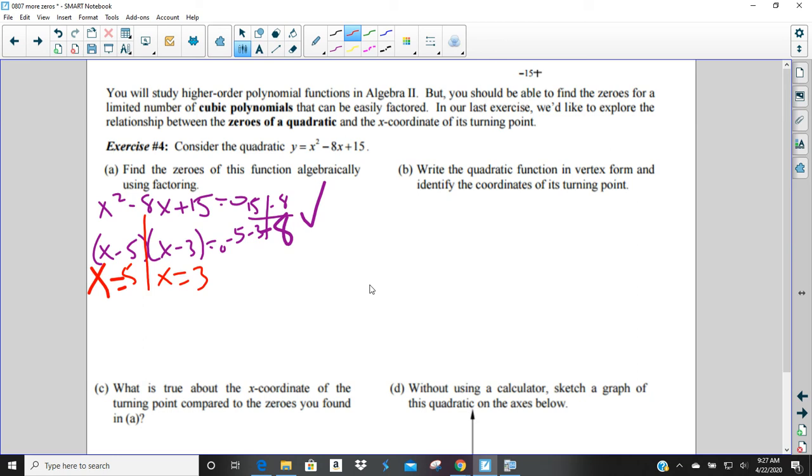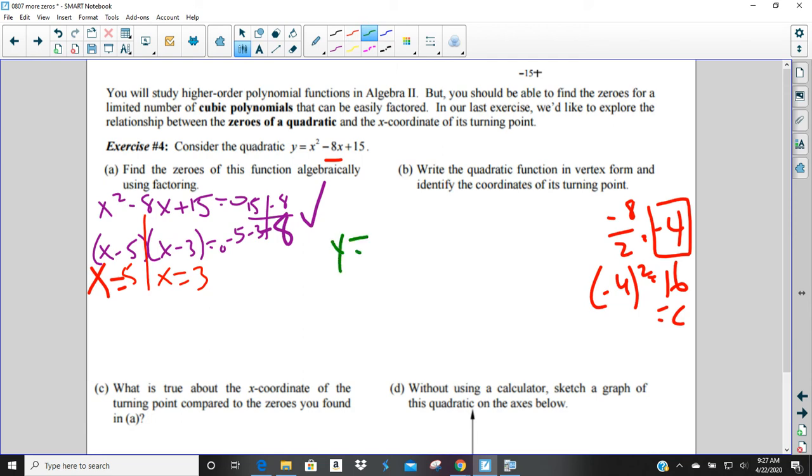So we're going to use the b term, -8, divide by 2. I get -4. That's my clue. I'm going to box it. I'm now going to square that. I get 16. That's my new c term. So let's start writing this out. I'm going to start writing over here so I have some room. I'm going to write y equals x squared minus 8x plus 16 minus 16 plus 15.